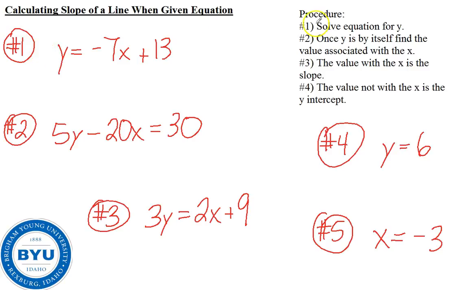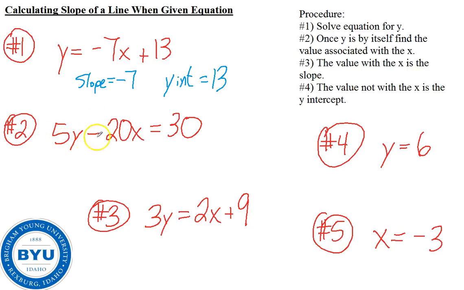The first one, again, we solved the equation for y. Y is already by itself, which is really nice, which means we can already find the slope. The slope is the value with the x, so the slope would be negative 7. And the y-intercept would be the value not with the x, so the y-intercept is 13.